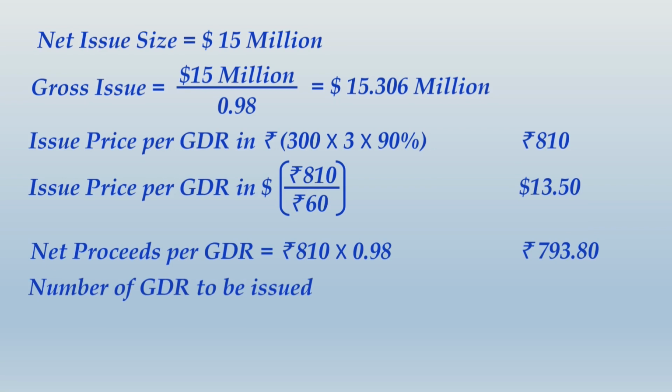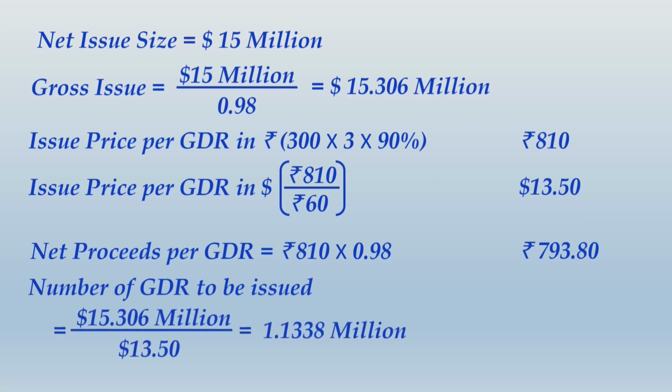So number of GDR to be issued will be $15.306 million divided by $13.5 per GDR, and that comes to 1.1338 million in terms of number of GDRs. So please write up this calculation and then I take you ahead.